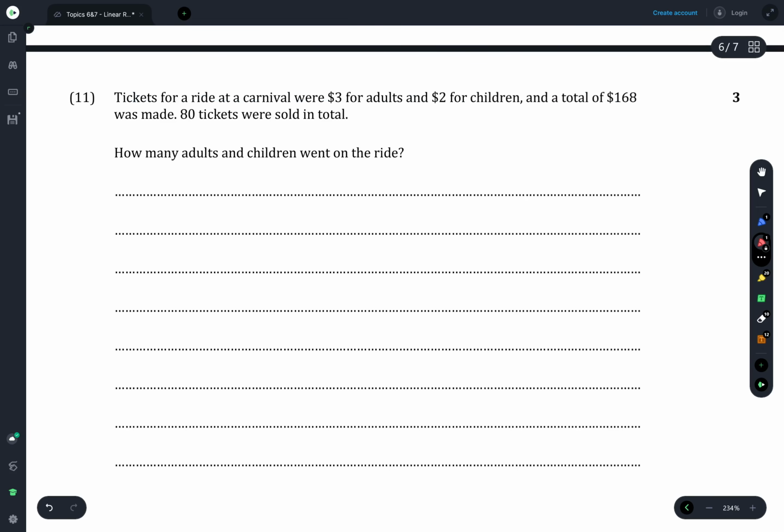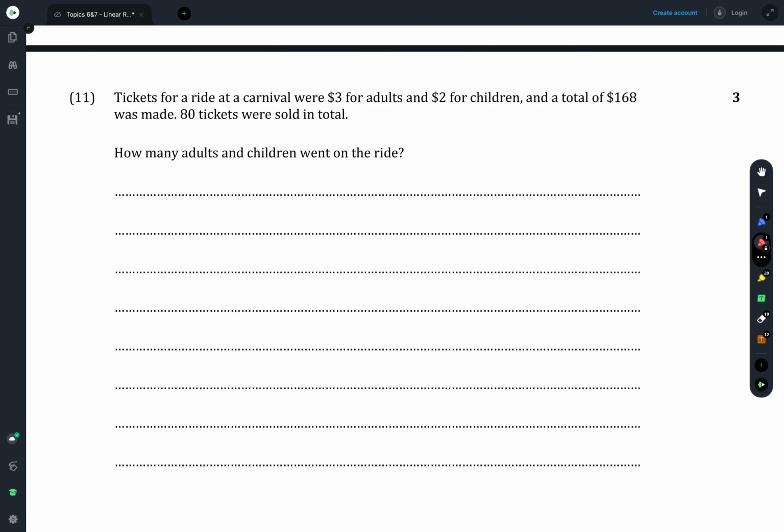Last question here is we're told that tickets for a ride at a carnival were $3 for adults and $2 for children. And a total of $168 was made. 80 tickets were sold in total. So how many adults and children went on the ride?